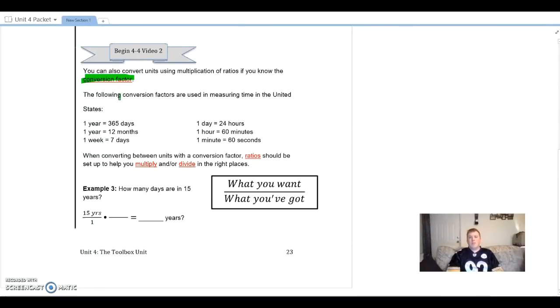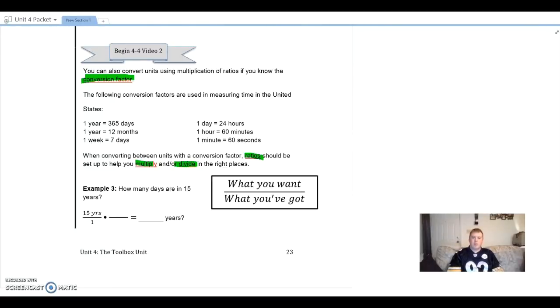Now hopefully these should all be ones that you're familiar with, but if you're a little rusty then feel free to refer back to this chart to help you out, keeping in mind that these also go the opposite direction. For example, 1 day is 24 hours, 24 hours also makes 1 day. Now when we're converting between units with a conversion factor, we're looking for ratios that should help us to set up how to multiply and or divide to get the right answer. So let's take a look at an example.